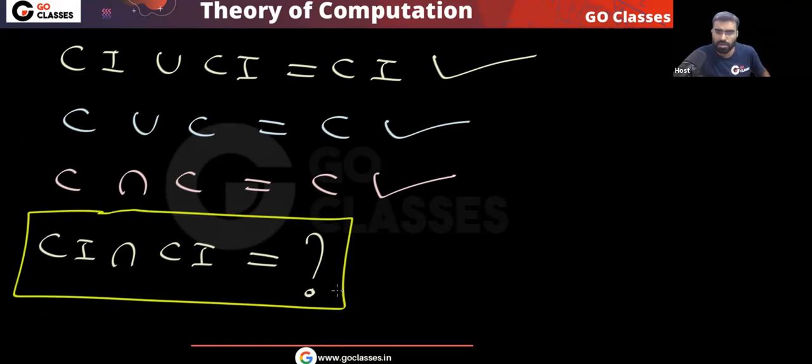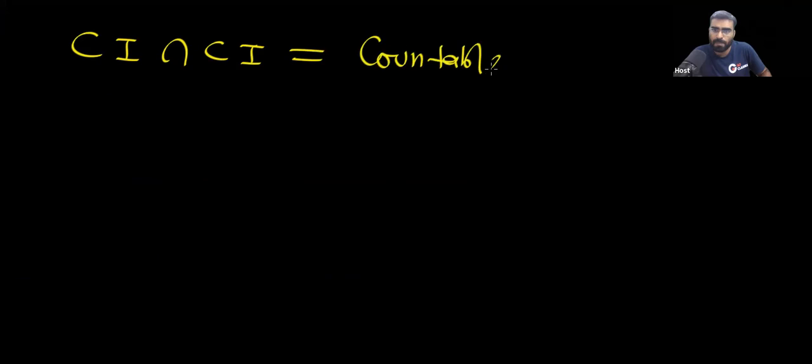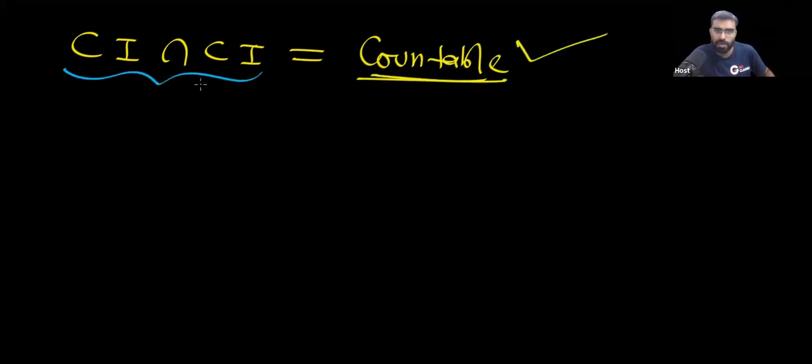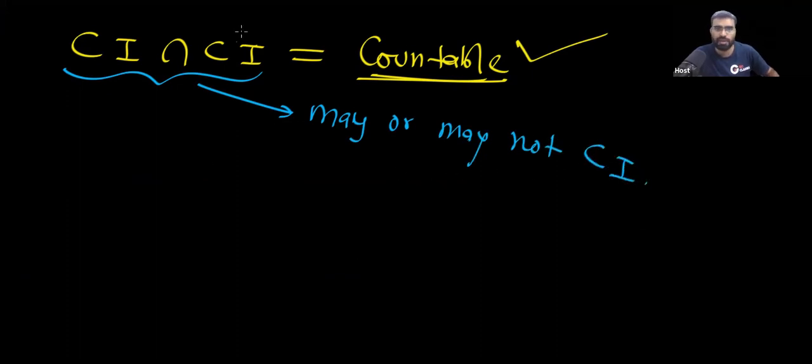This may or may not be countable infinite. See, this will be countable, right? Yes or no? Okay, this will be countable. If you have countable infinite intersection countable infinite, that will be countable. There is no problem in that. But this may or may not be countable infinite.